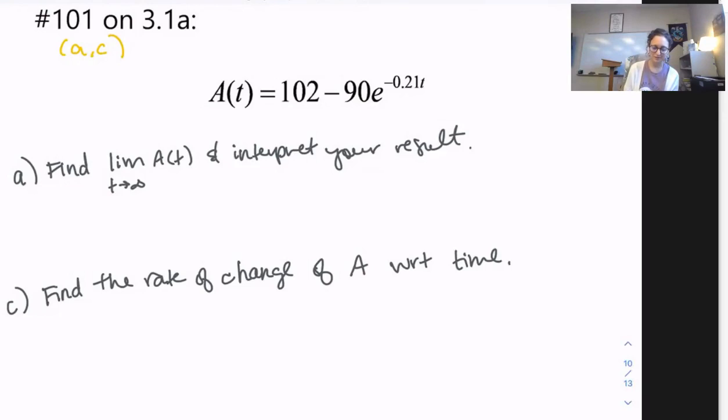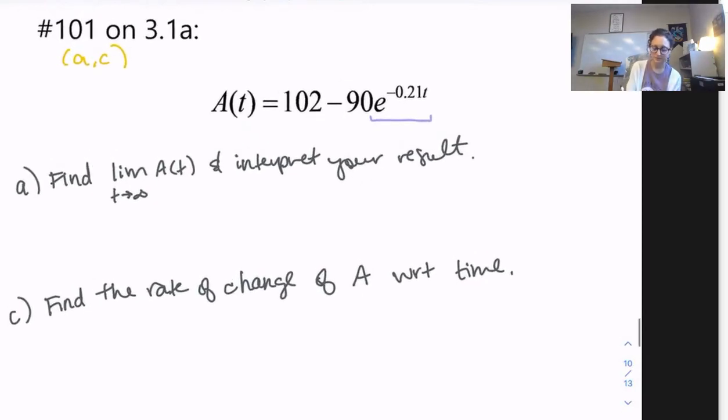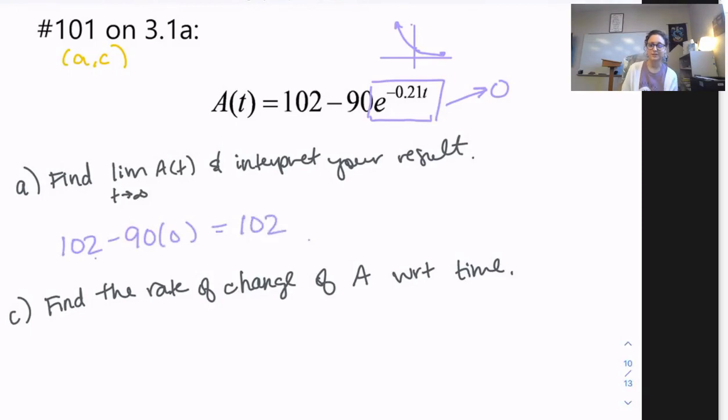So as time goes to infinity, well, I only see t in one place, and that is in that term, correct? Now, is that exponential growth or decay? That's decay, correct? So just that exponential piece looks kind of like that. So as time goes towards infinity, this piece is going to go towards what? It's going to approach 0, okay? So this box here is going to go towards 0, the exponential decay. So I get that the limit approaches 102 minus 90 times 0, also known as 102.